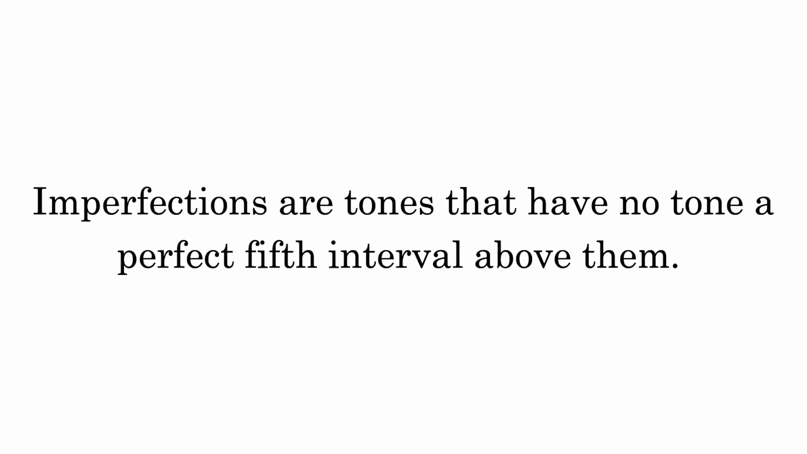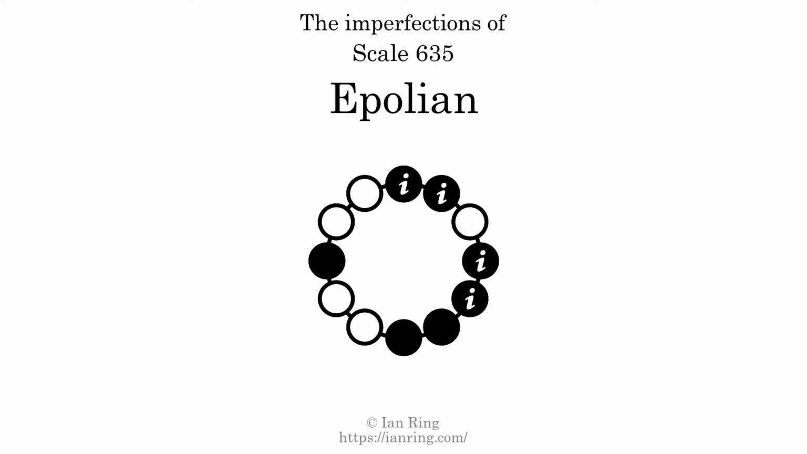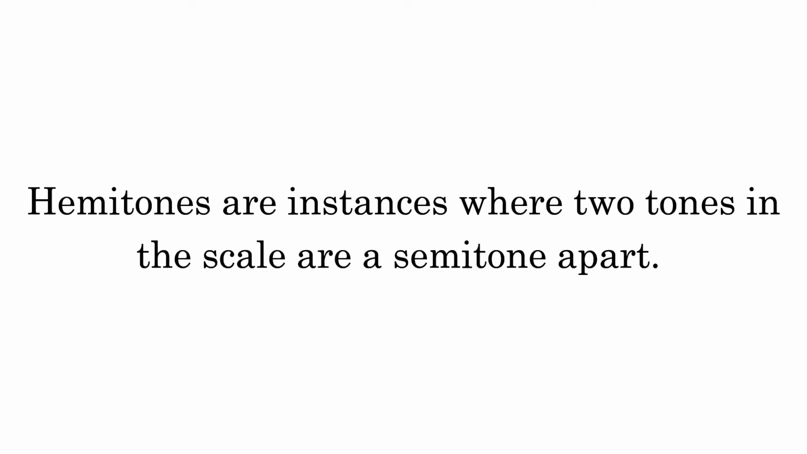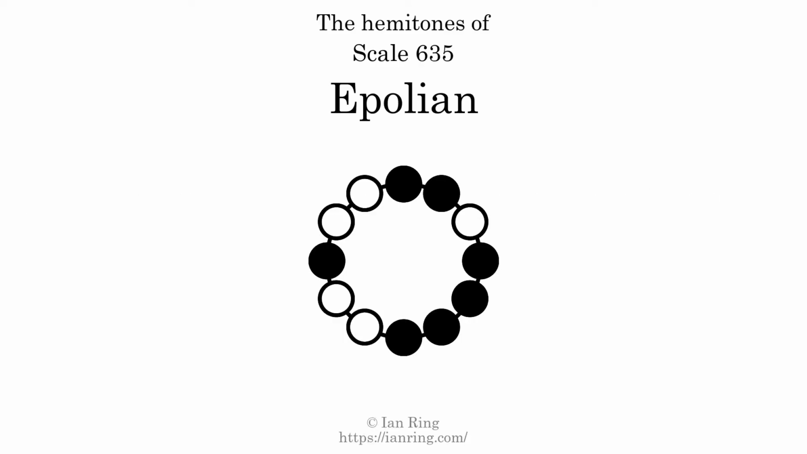Imperfections are tones that have no tone a perfect fifth interval above them. This scale has 4 imperfections. They are at positions here, here, here, and here. Hemitones are instances where 2 tones in the scale are a semitone apart. This scale has 4 hemitones. They are at positions here, here, here, and here.